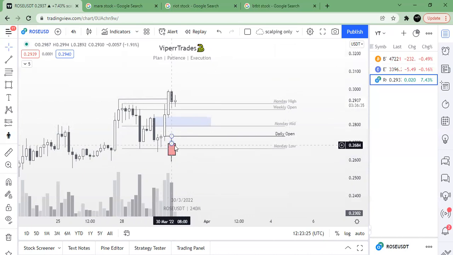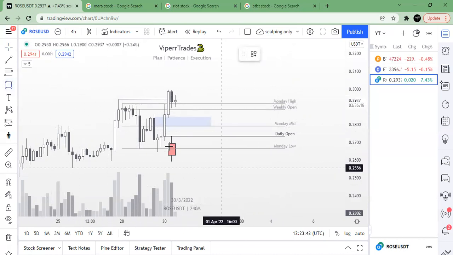So you would want to see something like this instead. You would want to see the body close through the Monday low. You'd want to see that body close through and not just wick through, and this will give you additional confirmation that it might start a bearish trend.